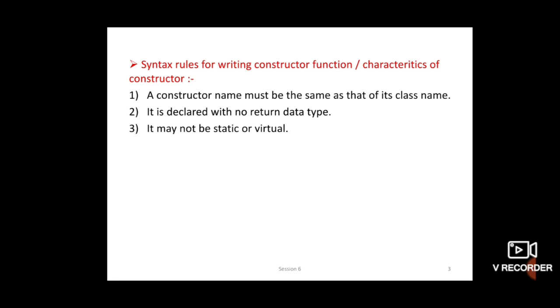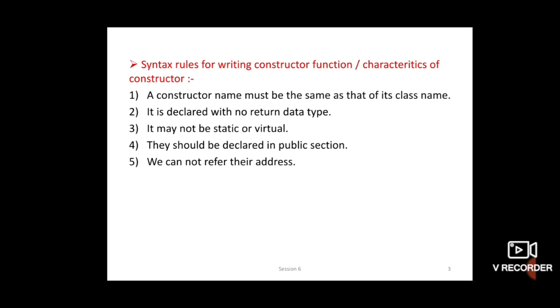Third: it may not be static or virtual. Now, what do you mean by static? Static means when a data member or function is declared as static, by default it will take the value 1 or cannot be changed. So it may not be static or virtual. This part we will see later on. Next, it should be declared in the public section. It is very important. Always declare the constructor in the public section.